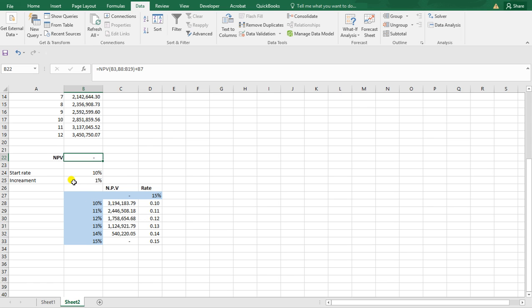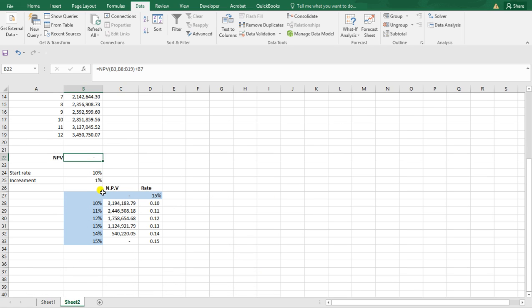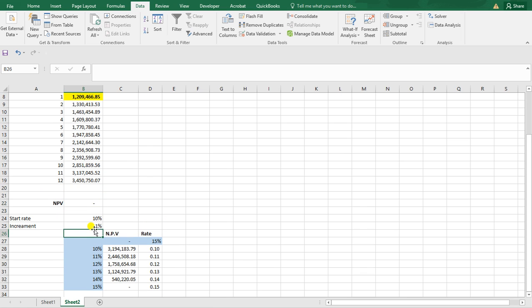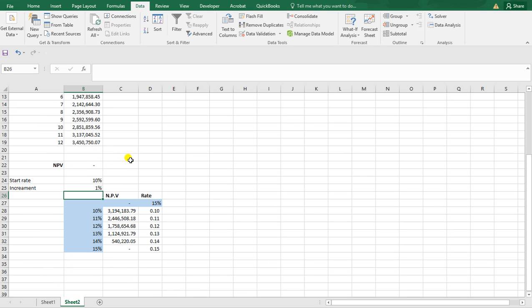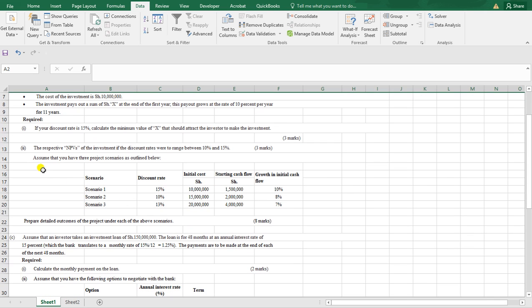So basically, these are what you're supposed to do in part 2 of the question: the respective NPVs of the investment, if the discount rates were to range between 10 to 15%. So basically, we've used one variable data table, and these are the solutions. Once you are done with that bit, proceed to the next question. Assume that you have 3 project scenarios as outlined below.